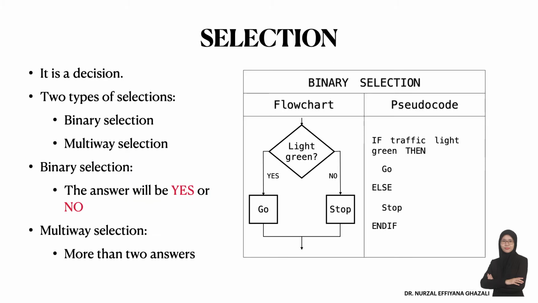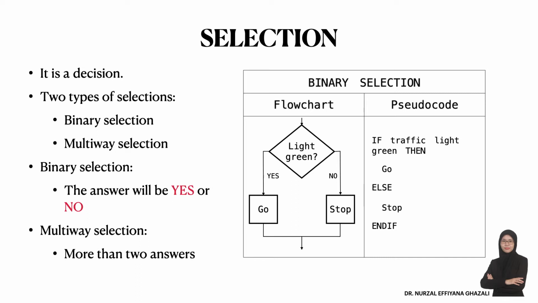Next, we go to the selection. Selection is a decision where we have two types of selections known as binary selection and multi-way selection. In binary selection, we can have only two answers, either yes or no. While in multi-way selection, the answer is more than two. Let's take a look at an example.